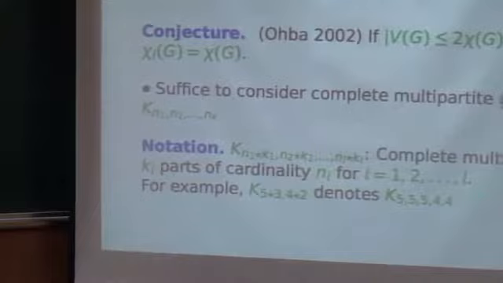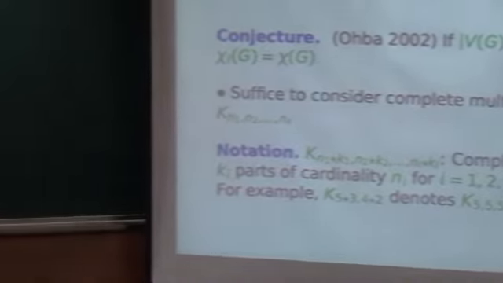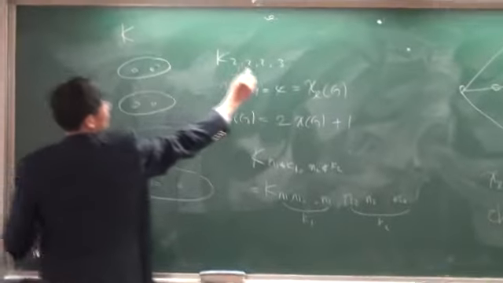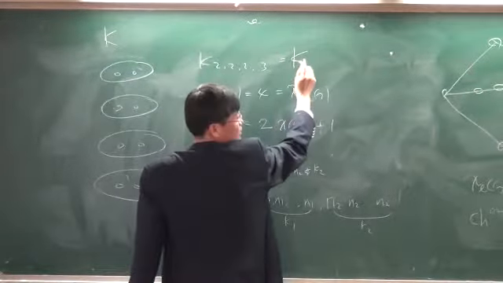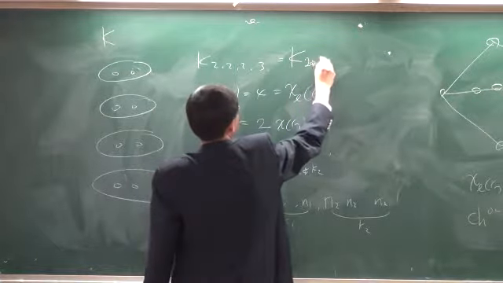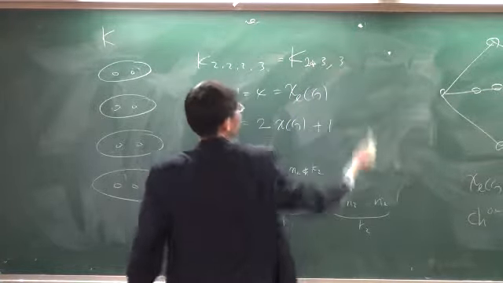So with this notation, we can say this one is, how can you say, 2 star 3 and 3.